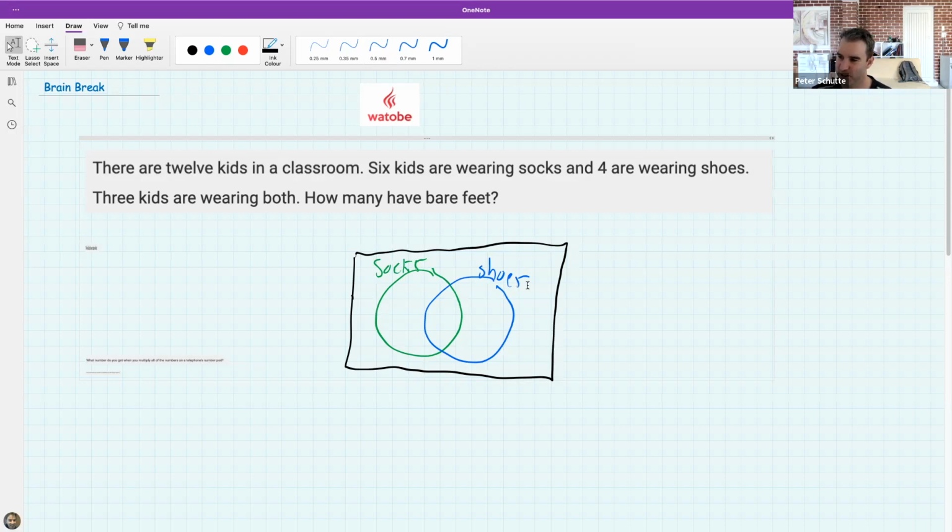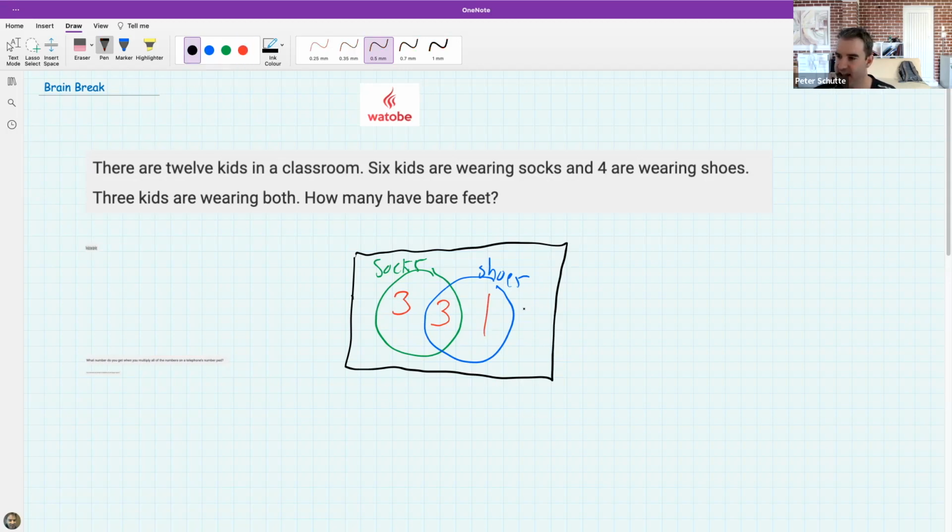Aha, I see some good. So there are 12 kids in the classroom. 6 kids are wearing socks. Now they would be inside the green circle. 4 are wearing shoes. 3 kids are wearing both. So from what I remember, I learned about in probability that must be 3. And then 6 kids are wearing socks, which means this must be 3, because that includes both. This must be 1.